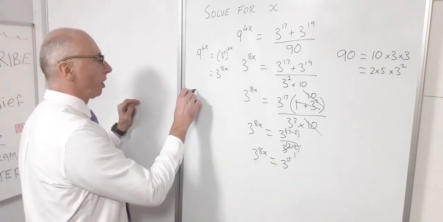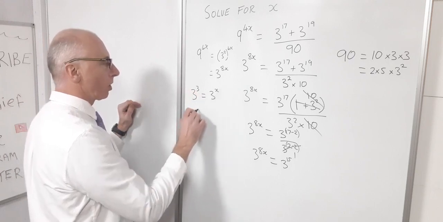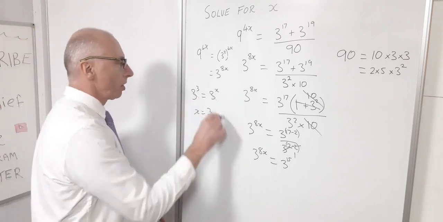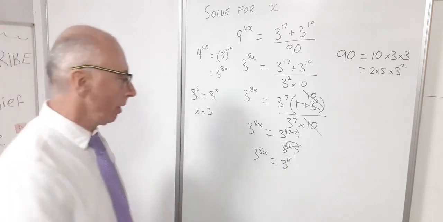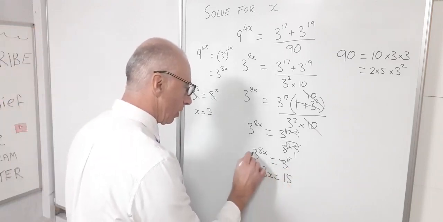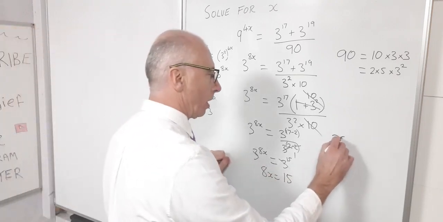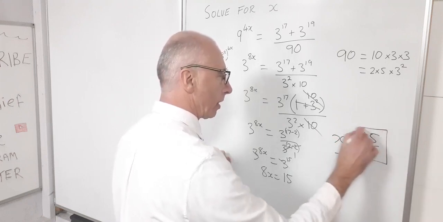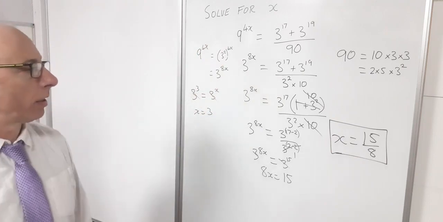If we wrote 3 cubed equals 3 to the x, we would know that x equals 3. So basically all we'd have to do is take those bases out and we'd have x equals 3. So we can do the same here. 8x equals 15, getting rid of these base terms. So now simplifying, x equals 15 over 8. And that's our answer to our equation.